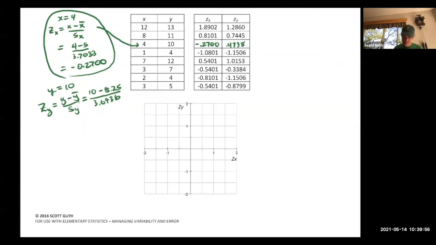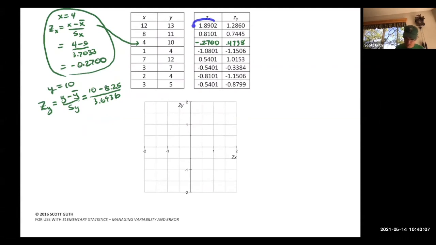I'll just round these all to the nearest tenth in my head. On the first point, ZX is 1.9, I think, and ZY is 1.3. So 1.9 and 1.3 is going to be something like maybe here. Okay, that's the first one. Next one is 0.8 and 0.75, I guess. So 0.8, 0.75 back here, I think.